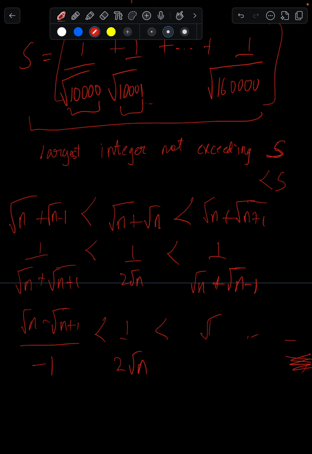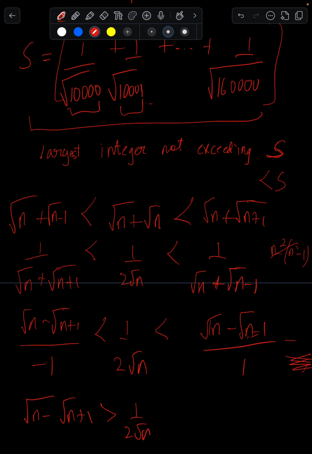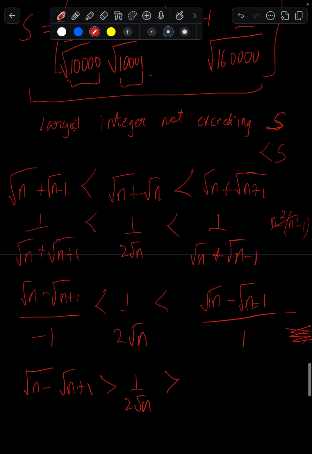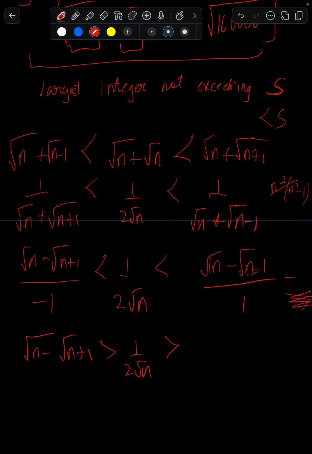Anyways, then you're gonna get square root of n minus square root of n minus 1. You're gonna get n squared minus n squared minus 1, right? So you're gonna get positive 1. Now cross multiply. Wait, cross multiply is going to be an issue because there's gonna be a minus here, right? So rather just do it like this.